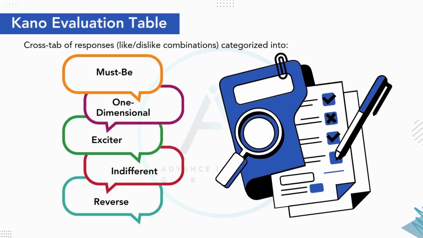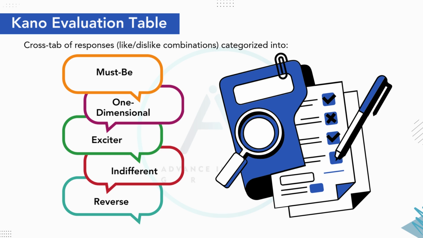This slide shows the Kano evaluation table, which helps us classify customer responses into 5 categories based on how they react to the presence or absence of a feature. The classification is done using the crosstab of functional and dysfunctional responses from the Kano questionnaire. The 5 categories are: 1. Must-be. These are basic expectations. If not fulfilled, customers are dissatisfied, but if fulfilled, they don't feel particularly happy.